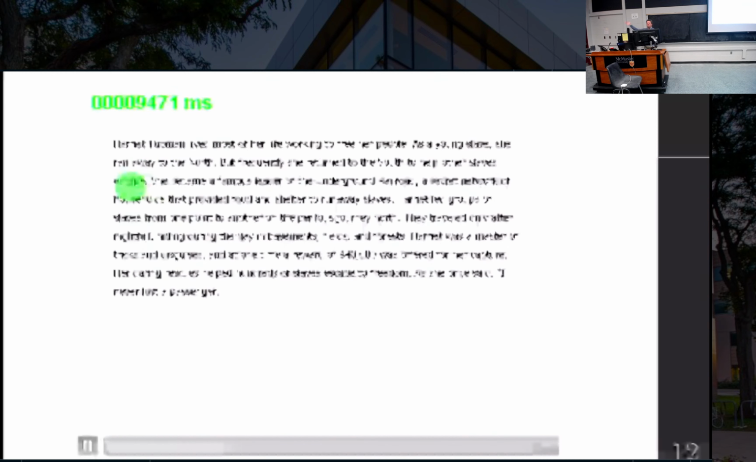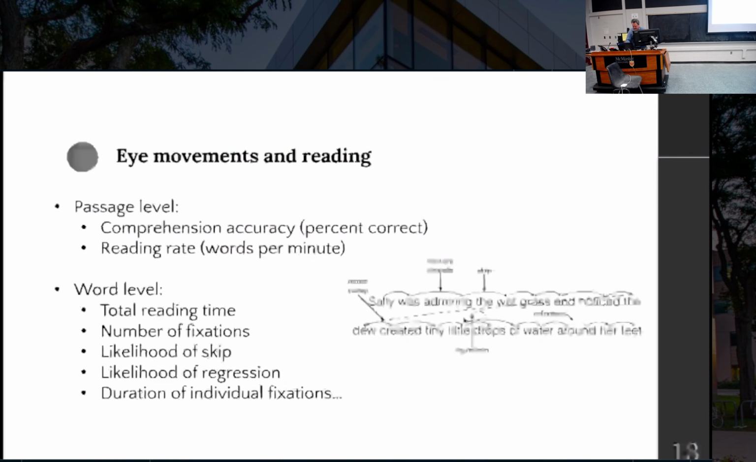These are the skips. And sometimes the eye goes back, typically to reread some content that has been unclear. So we call these regressions, and so on. So this is just to give you an idea of what kind of data we're working with.